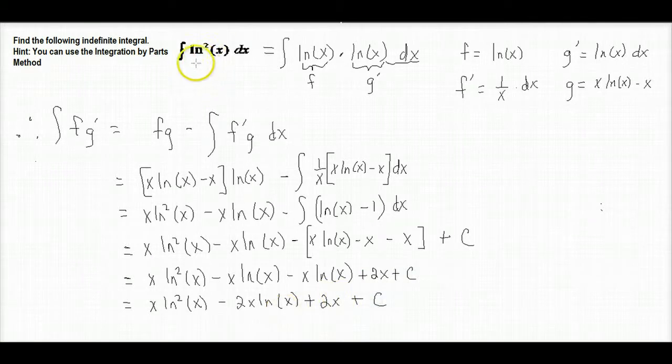So to do the integral of the square of natural log dx, it would just be this particular expression here, which is x times the square of natural log x minus 2x times natural log of x plus 2x plus c. This concludes this particular example of using integration by parts to take the integral of the square of natural log.